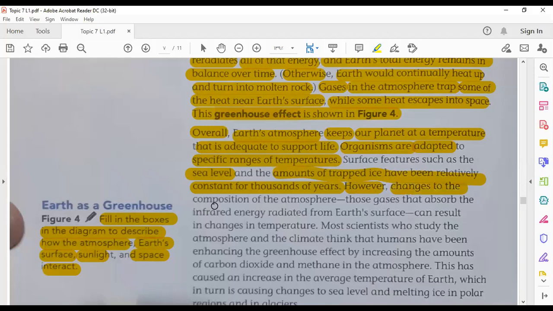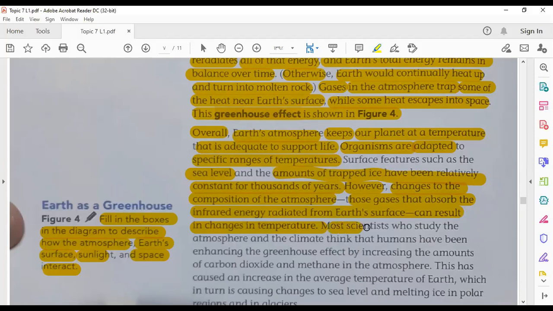However, changes to the composition of the atmosphere, those gases that absorb the infrared energy radiated from the Earth's surface, can result in changes in the temperature. Look, the increase in the levels of carbon dioxide and methane, these two greenhouse gases, makes a disturbance to the Earth system. These gases are good because they trap heat, but if their levels increase because of human activities, the temperature of the Earth will increase. What will happen to the ice? It will start to melt. When ice melts, what will happen to the sea level? It will increase, and this may cause flooding.